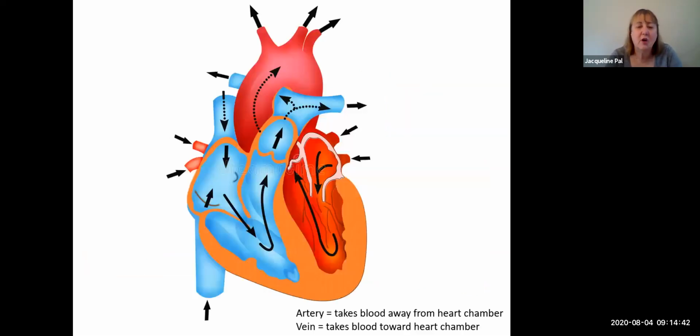Okay. So here's a picture of the heart reminding you arteries taking blood away from the chambers, veins bringing blood back towards the chambers. So now that we've covered all the structures, why don't you go through and see if you can name all the structures and follow the arrows for the path of blood flow through the heart, because that is something you will have to know.